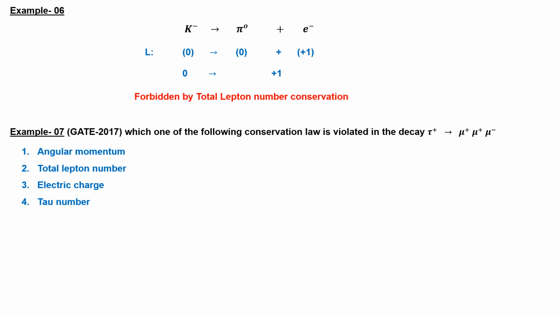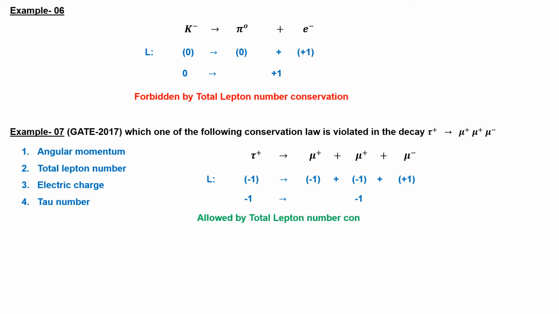In this decay reaction, total lepton number is conserved, but tau number is being violated. Let us first verify the total lepton number conservation. In this reaction, muon minus is a lepton particle having lepton number +1, while tau plus and muon plus are anti-lepton particles having lepton number -1. So since total lepton number is conserved, this reaction is allowed according to lepton number conservation.